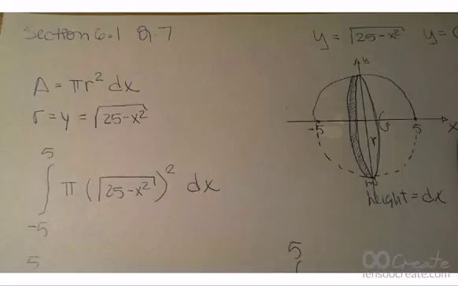Hello everybody, for today's video I've chosen from section 6.1 question 7. They're asking us to find the area when the equation y equals the square root of 25 minus x squared is rotating on the x axis, so it's going this way.